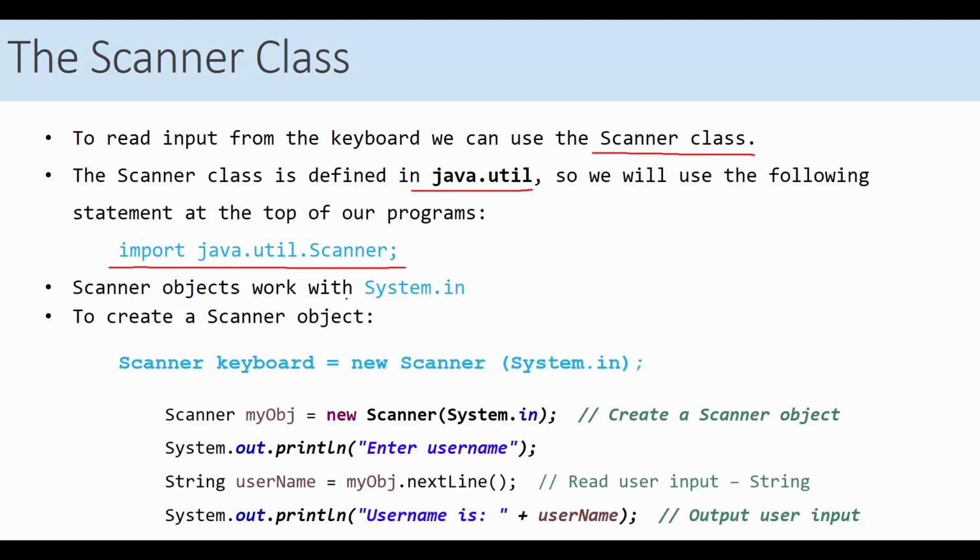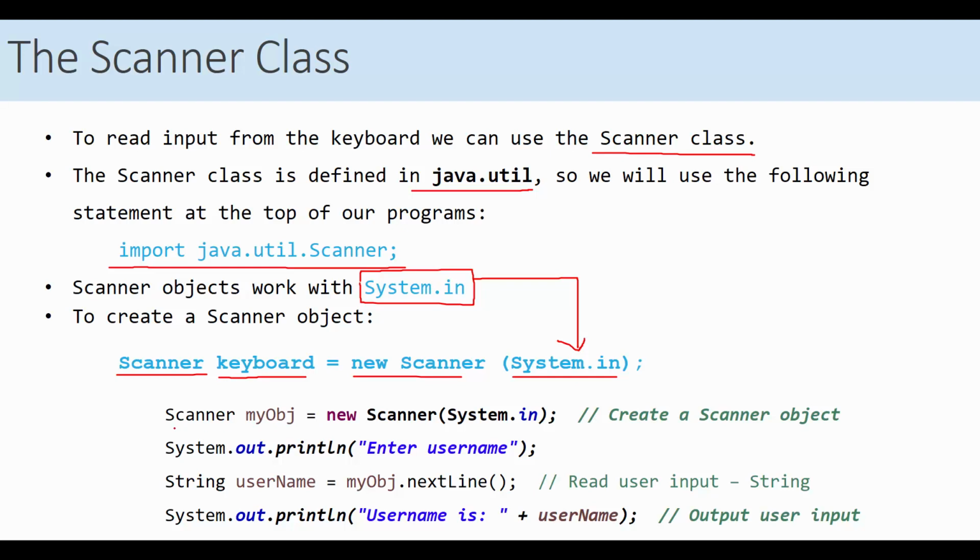The Scanner objects work with System.in, as you see here in this example. The standard input will be the keyboard. So this is how you create a Scanner object in Java. Scanner, whatever name you give, new Scanner(System.in). This way you are reading from the standard input, which is the keyboard.